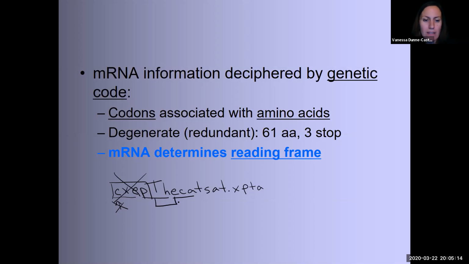And I told you again, these are three-letter words. Here's your first three-letter word, your second three-letter word, your third one. And then I told you again, we end our phrases with a period. And so we would terminate our phrase here and discount everything that goes after it, right? The same concept occurs in messenger RNA.